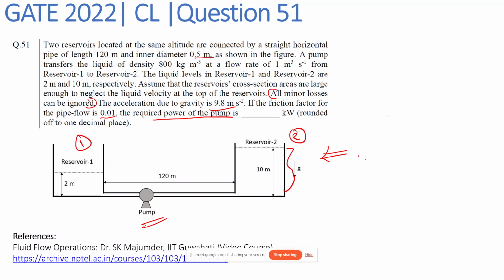And here we will be considering the frictional losses, that is the pressure loss due to friction, delta P by rho due to friction. So let's take a look at the video solution for this question.